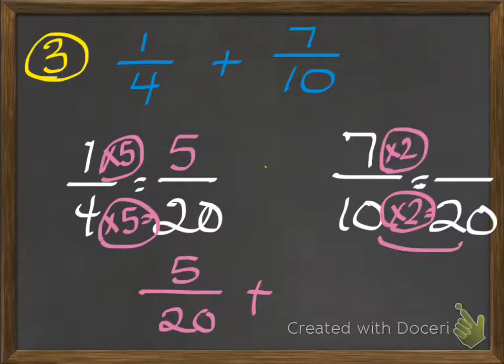7 times 2 is... I'm sorry, not 20. 10 times 2 is 20. So I take 7 times 2 also. 7 times 2 is 14. Okay, so now I have 14 20ths.